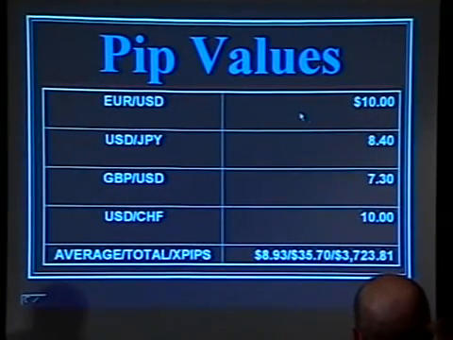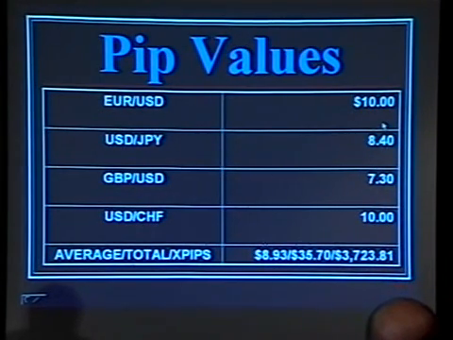Do these values differ from each market maker? Sorry, no. This is standard, $10. Now these change. The Japanese yen and the British pound change on a regular basis, but the Swiss franc and the euro don't.